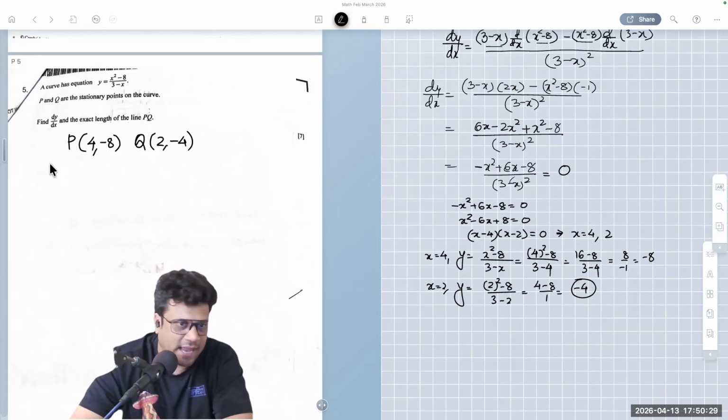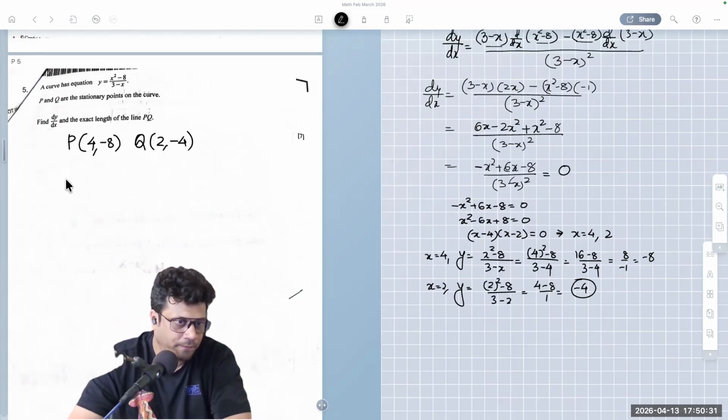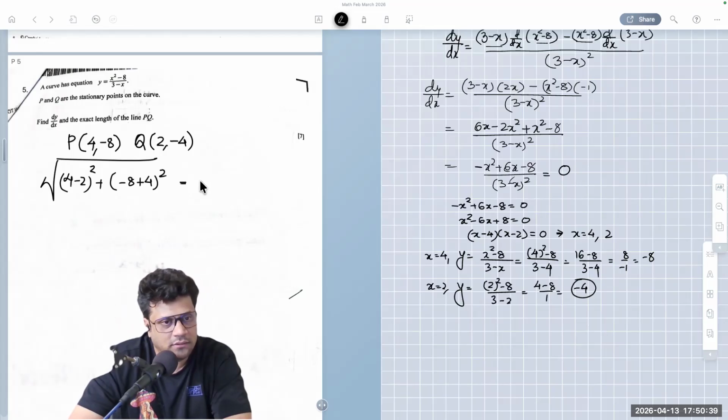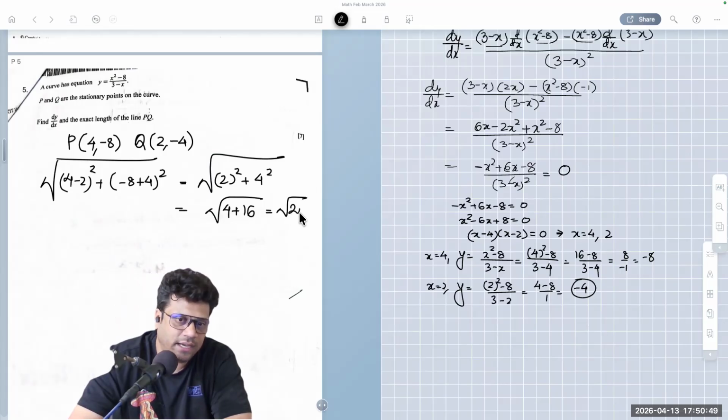Now we can find out the exact length of PQ. 4 minus 2 square plus minus 8 plus 4 square, the distance formula. So that's 2 square plus 4 square. That's root of 4 plus 16. That's root of 20. And that's 2 root 5.